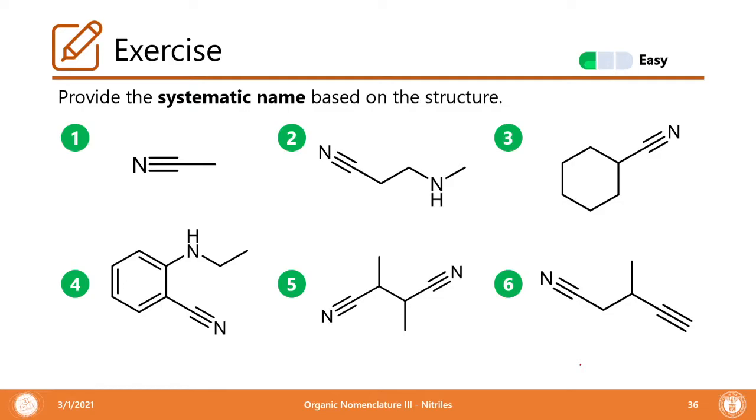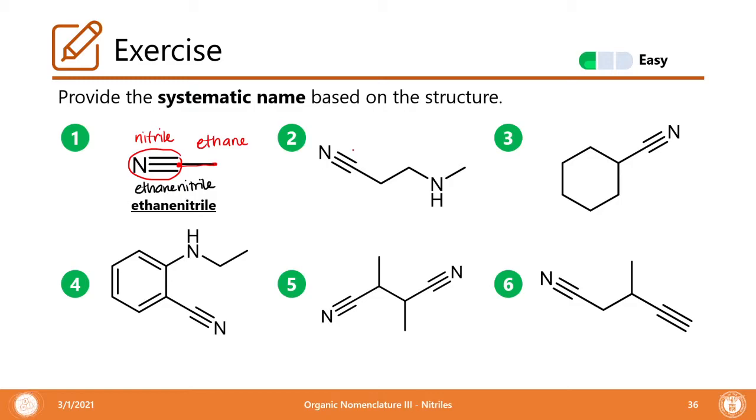Let's work on some examples. Here we have 2 carbons, 1 and 2. Ethane. Okay. And then we have the nitrile group, nitrile. So when we assemble the name, we have ethane nitrile. Okay, let's check. Ethane nitrile. Okay. Let's go to the next one.